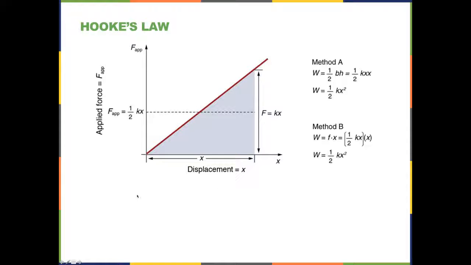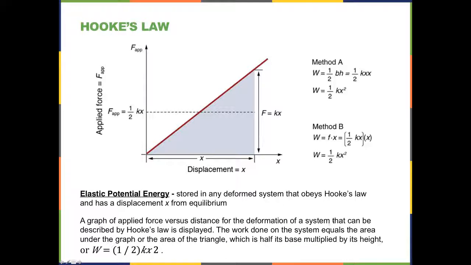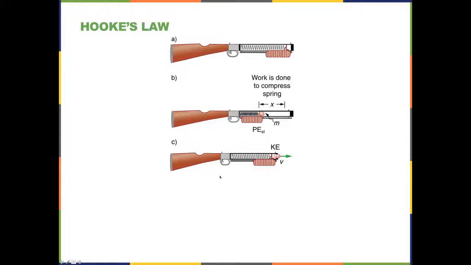Or you can do it with this method. So this is called elastic potential energy, and this is the stored energy in any deformed system that's not in its equilibrium position. And that system has to obey Hooke's law for this formula to be relevant. So this graph here shows the deformation. It's the same graph that we looked at before. And the work done is going to be the area under the curve, as I said. And when you do the calculation here, you end up with 1/2 kx squared. And that's the formula you have to remember for elastic potential energy.